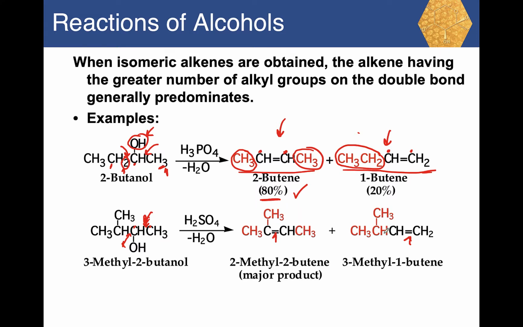So there are two possible products. Which is the major product? The major product has more alkyl groups bonded to the carbons of the double bond. So let's do the analysis.